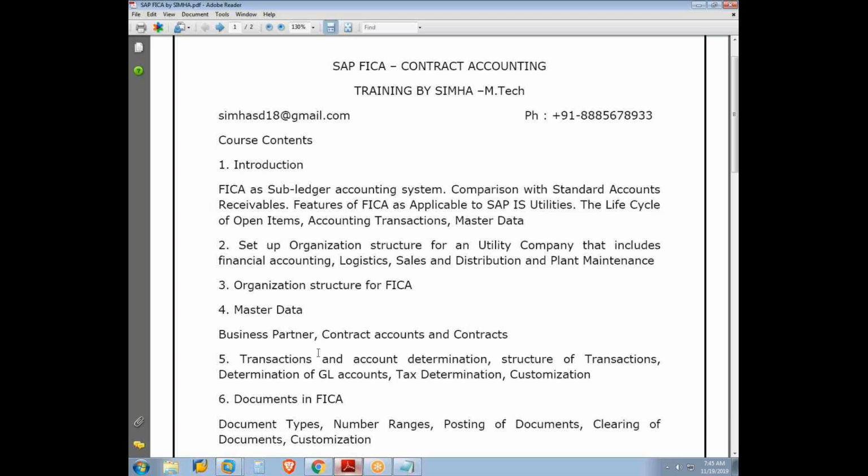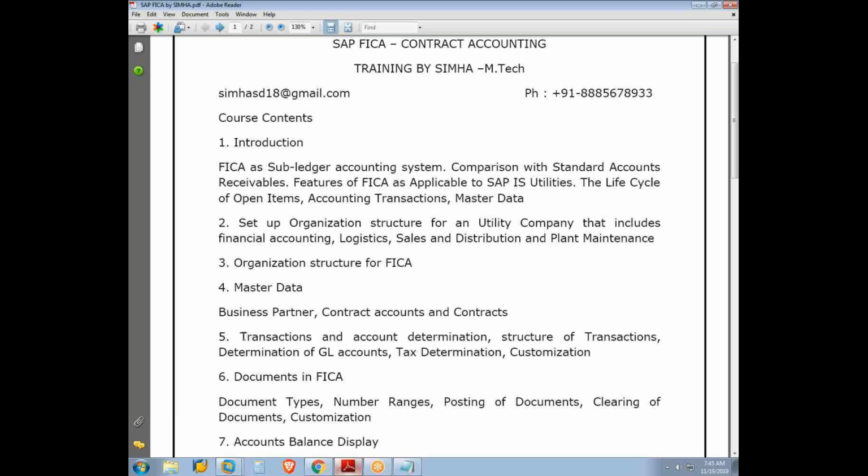So we have come to a level where you can start working with the transactions and account determination: the structure of the transactions, determination of GL accounts, tax determination, and the customization for this. Understanding the transactions will help us see how a FICA document is posted, and for posting these FICA documents, how the accounts will be determined. When doing the sub-transaction account determination, we also require the tax determination. So we will know how to define the tax code and maintain the GL account determination.